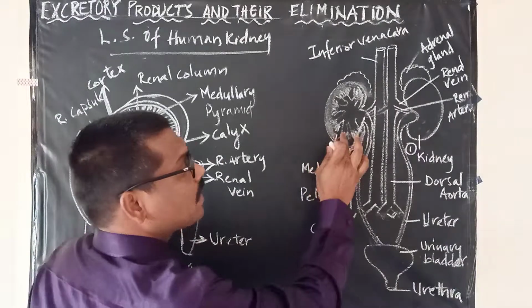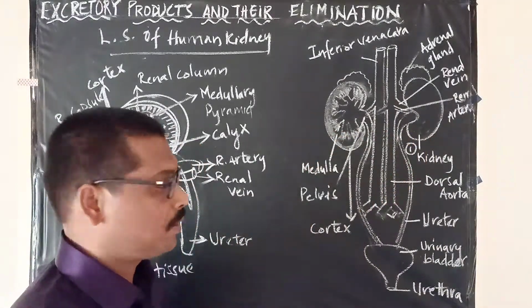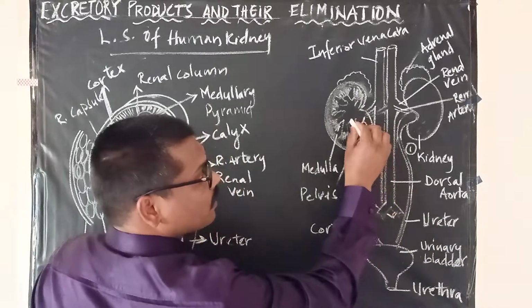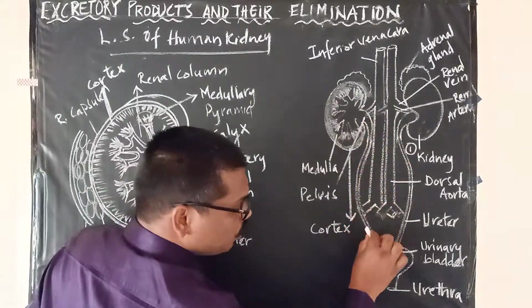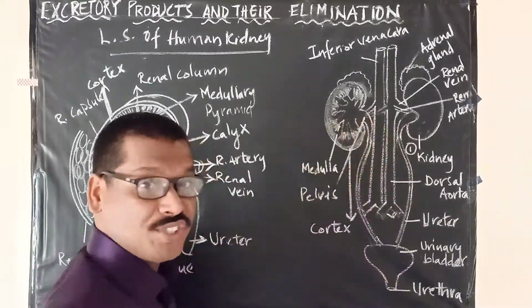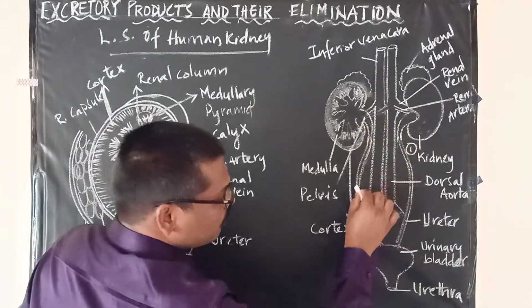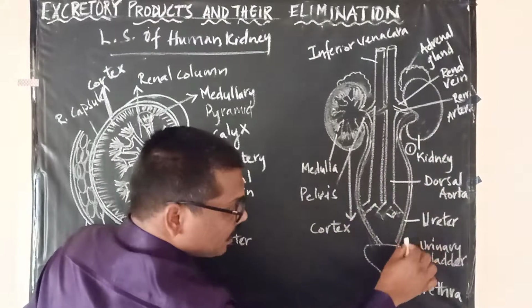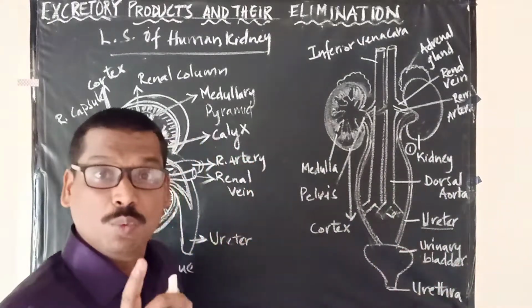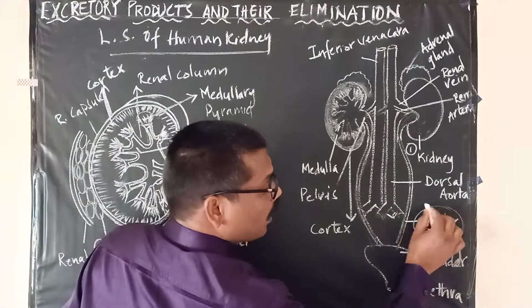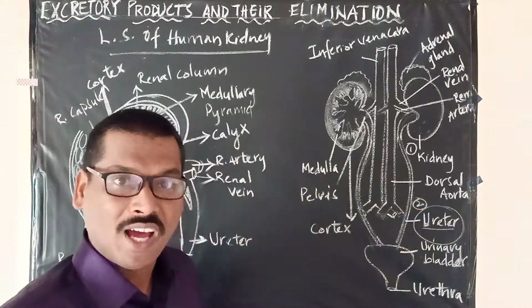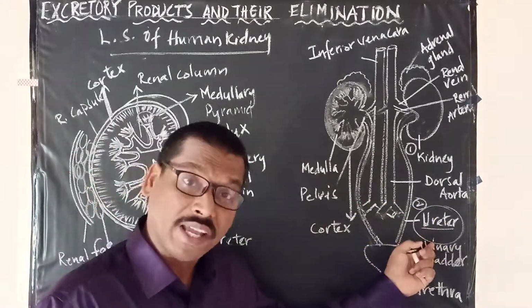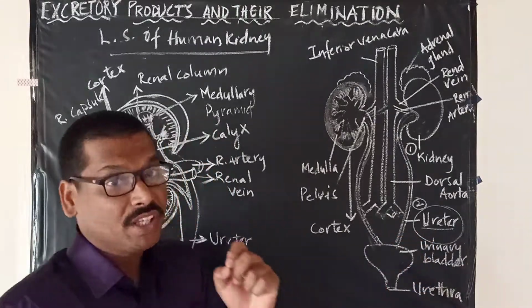A pair of kidneys is present in the human excretory system, and there is one pair of ureter tubes. See here, this is the tube that runs from each kidney. One tube from one kidney is the ureter, and another tube from the other kidney is another ureter. So one pair of ureters is present. This is the second part of the excretory system in human beings.